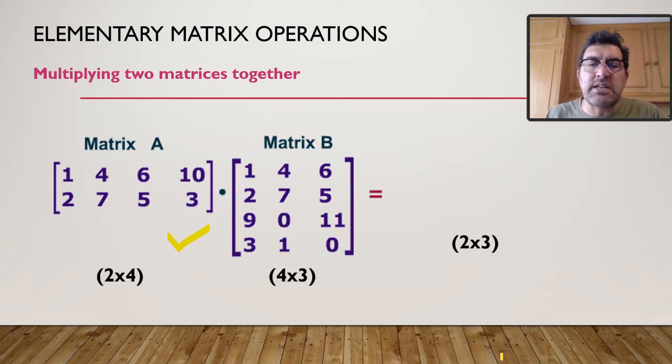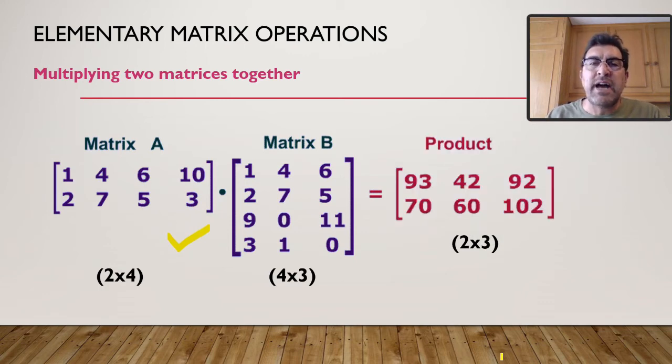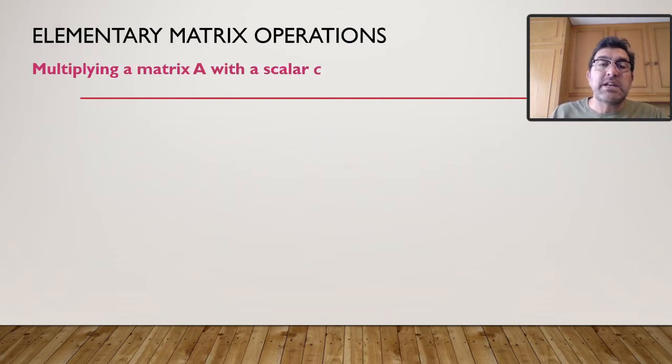Okay, so it is a legal product. The resultant is going to be a 2 by 3 matrix. And there are the products as we were hoping to find with that problem. So let's have a look at some more multiplication.